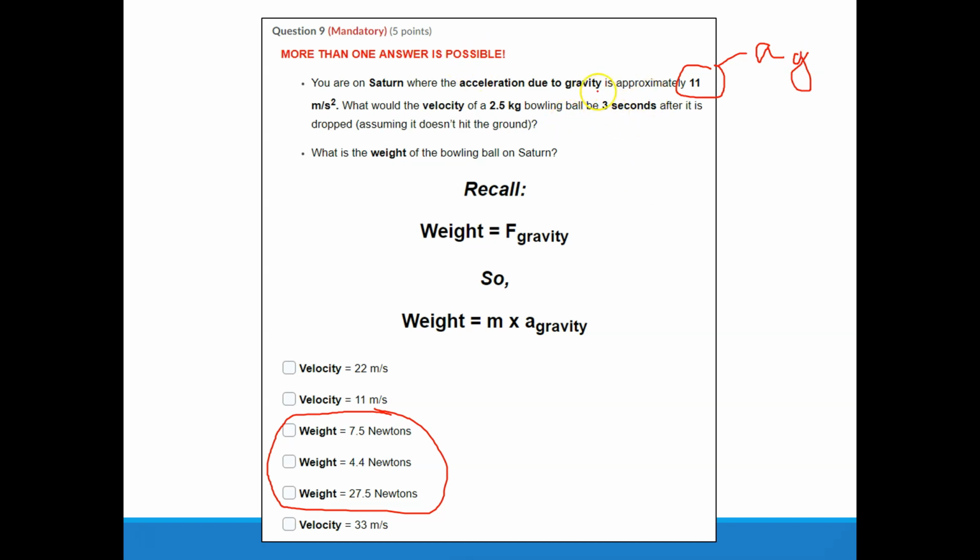The 3 seconds is time, so we don't actually need time to figure out the weight of it, but we do need to know the mass. And so kilograms right here, 2.5 kilograms is the mass of our object. So we'll plug those in, right? We know mass, we know acceleration, multiply those together, and that should give us our weight. So choose the correct weight. Again, you should have already chosen one of these correct velocities as well. You should have 2 answers.